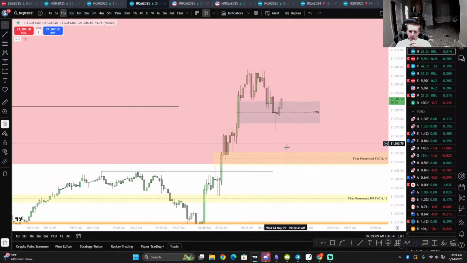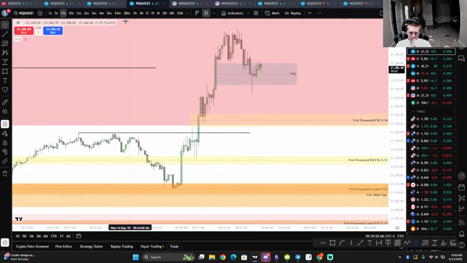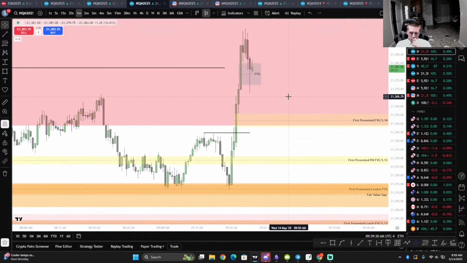This fair value gap's gonna tell us if we want to go lower or higher. Kind of touching that premium end of it. Let's see if it's a catalyst to trade down into first presented fair value gap. We also have a 930 fair value gap today. Notice that.